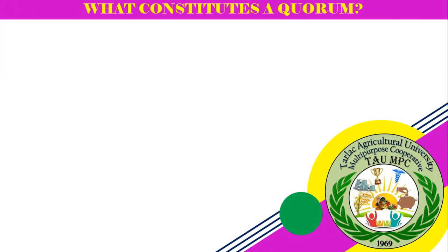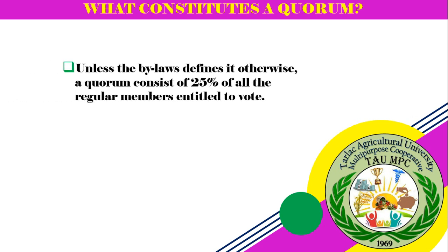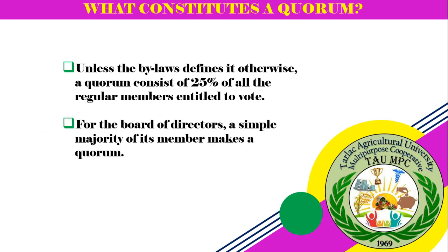What constitutes a quorum? Unless the bylaws define it otherwise, a quorum consists of 25% of all the regular members entitled to vote. For the Board of Directors, a simple majority of its members makes a quorum.